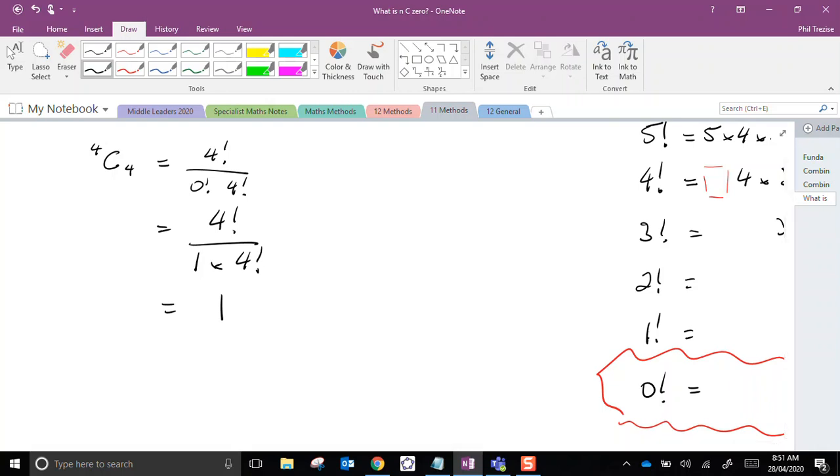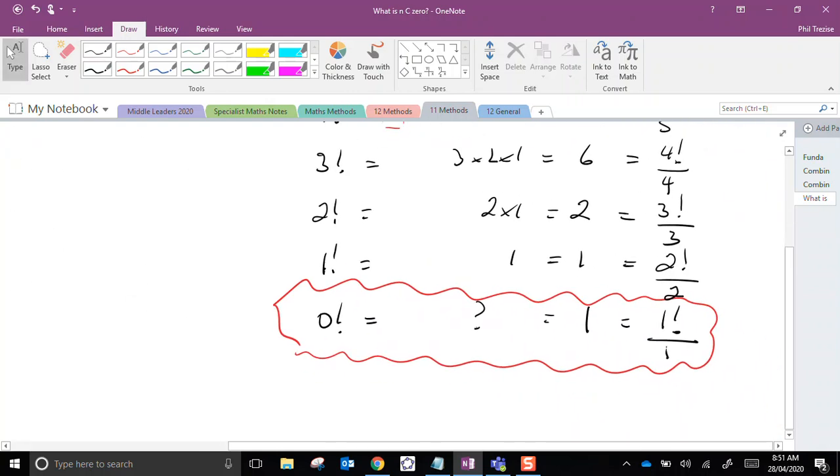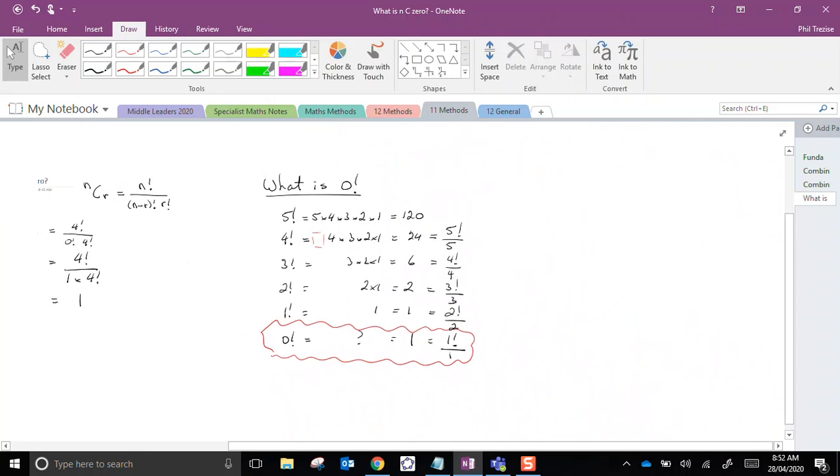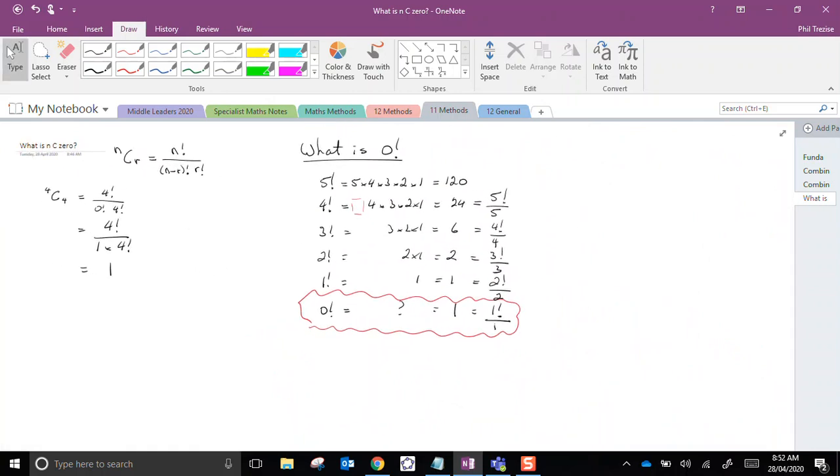And 0 factorial cannot be 0. If 0 factorial were 0, I would divide by nothing and this whole answer would make no sense. 0 factorial, as strange as it might sound, is actually 1. Isn't that an incredible result? Well, that's a nice, quick, I hope, somewhat convincing argument for why 0 factorial has to equal 1.